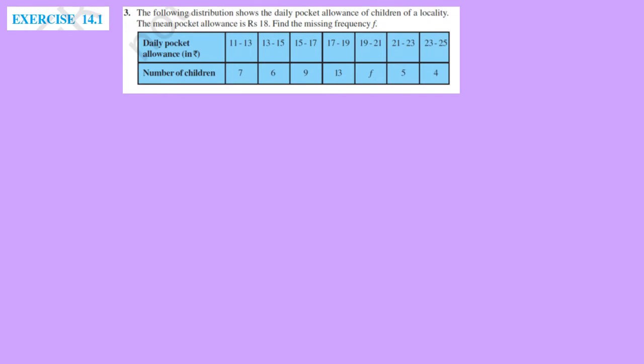Question number 3. The following distribution shows the daily pocket allowance of children of a locality. The mean pocket allowance is rupees 18. Find the missing frequency F.